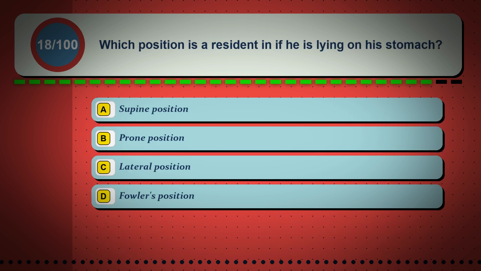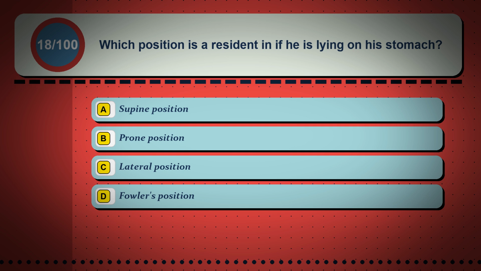Question 18. Which position is a resident in if he is lying on his stomach? Option A. Supine position. Option B. Prone position. Option C. Lateral position. Option D. Fowler's position.